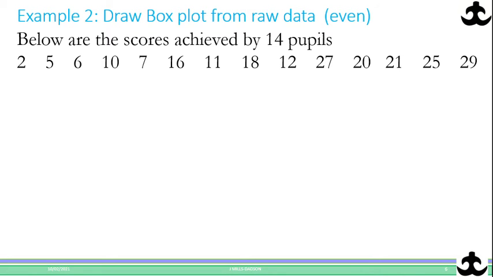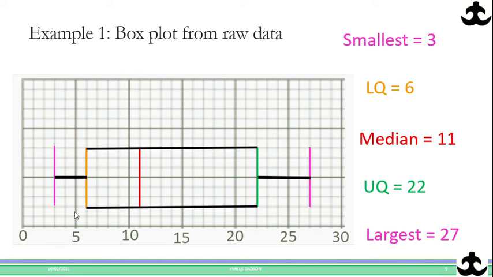Okay. So if you want to even work out the interquartile range, it's simply the value here, which is 27 minus 6, and that gives you your interquartile range.